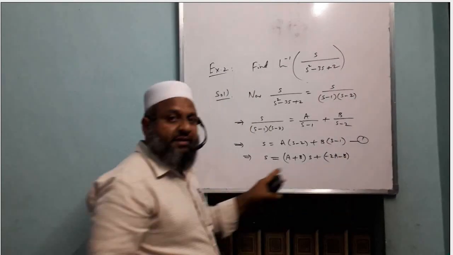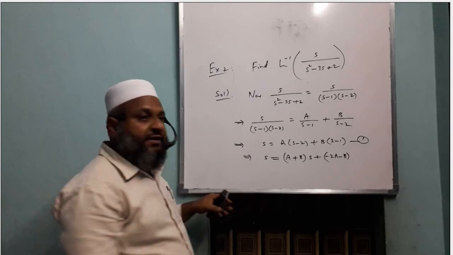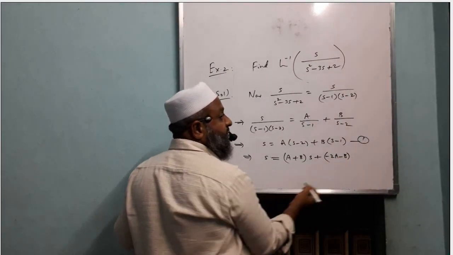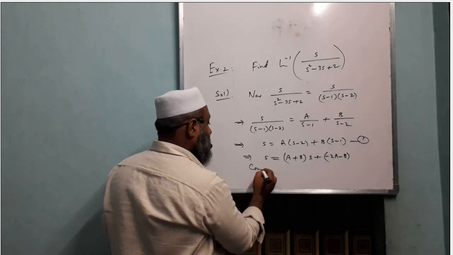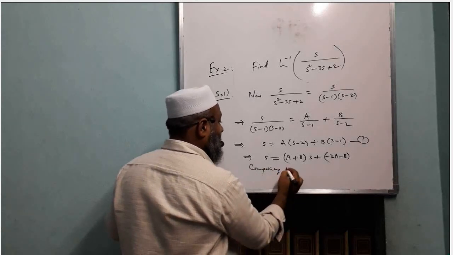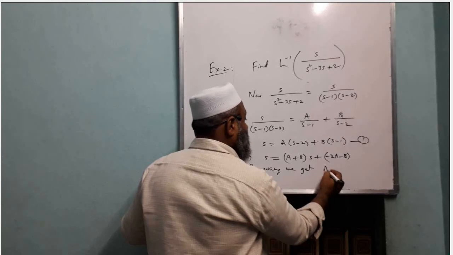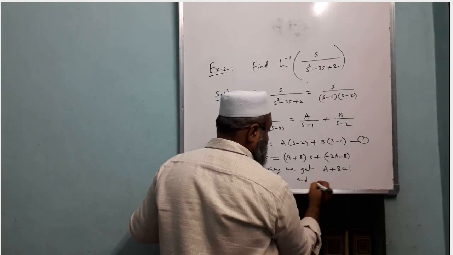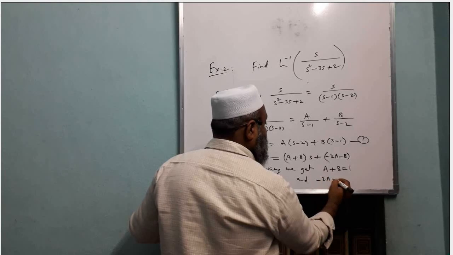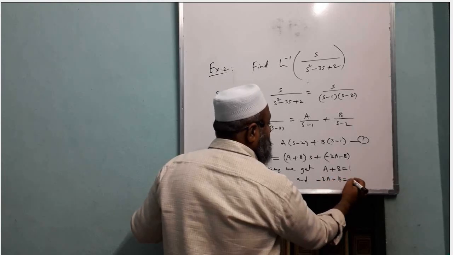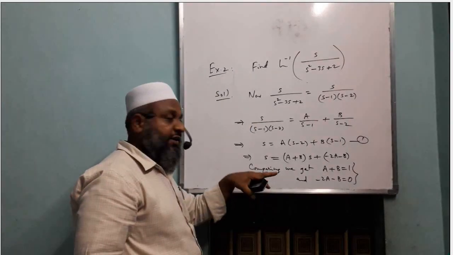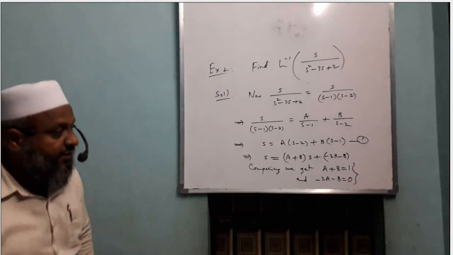If you compare the terms which are like terms, then a plus b must be equal to 1 and minus 2a minus b must be equal to 0. Comparing, we get a plus b is equal to 1 and minus 2a minus b is equal to 0. We have to solve these two to get the values of a and b. You take it up to here.